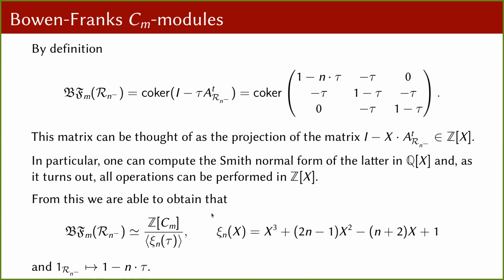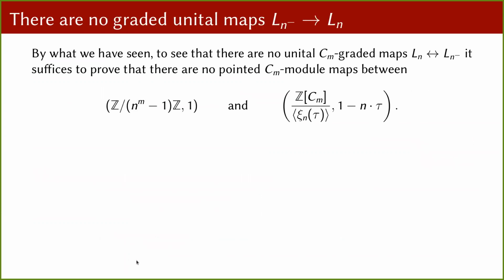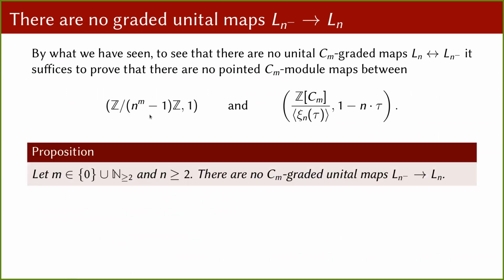Okay, so those are the Bowen-Franks Cm-modules of Leavitt algebras and their Cuntz splices. We shall now see that there are no maps between them that preserve the distinguished elements. Okay, so here it essentially says what I just said. So we have these two Cm-modules with a distinguished element, and we will see that there are no pointed maps in one direction nor the other. And one of those we can already do. So proposition: there are no Cm graded maps which are unital and go from L_n minus to L_n.